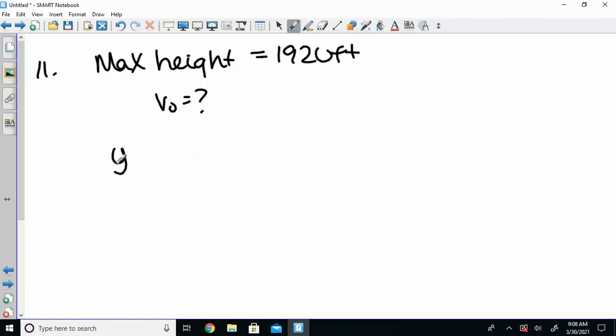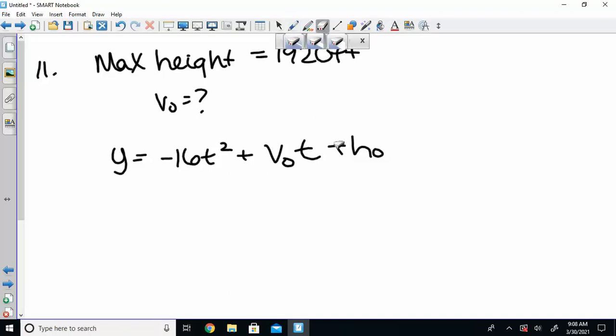Use the vertical motion equation, which is negative 16t squared plus v sub 0t plus h sub 0. Okay, we've used this equation before several different times along the way. Did I tell you it shot vertically upward from where? The ground. So what is my h sub 0, my beginning height? 0. So I'm just going to ignore that then. Since we started on the ground, we don't have any height to worry about.